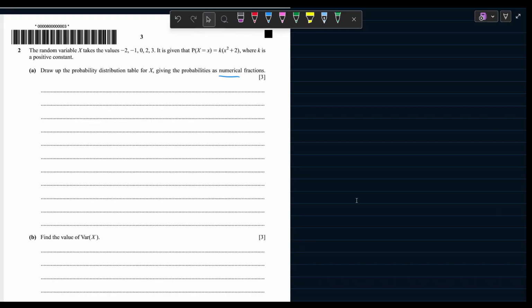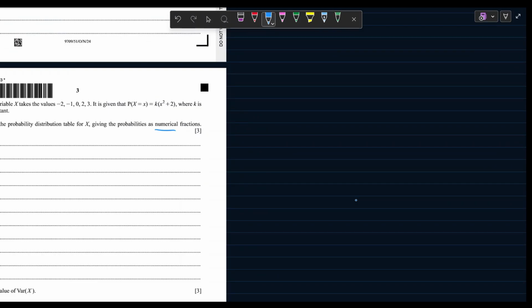All right, so let's start by finding the probability of each outcome in terms of k. So we can start with -2. The probability that x is -2 is going to be equal to k times (-2 squared plus 2). So that's 4 plus 2, which is 6, so you get 6k. And then we go on to the next one, which is -1. So the probability that x is -1 is equal to k times (-1 squared plus 2). That's 1 plus 2, so 3k.